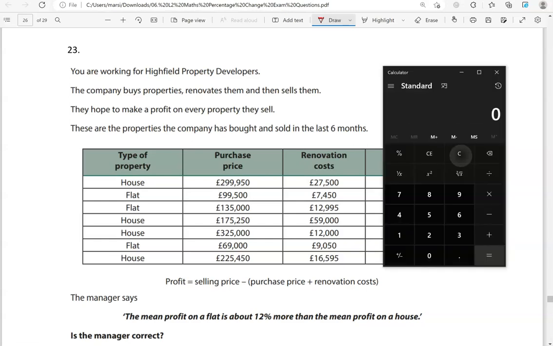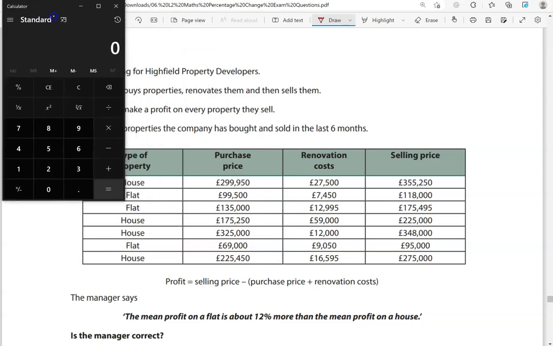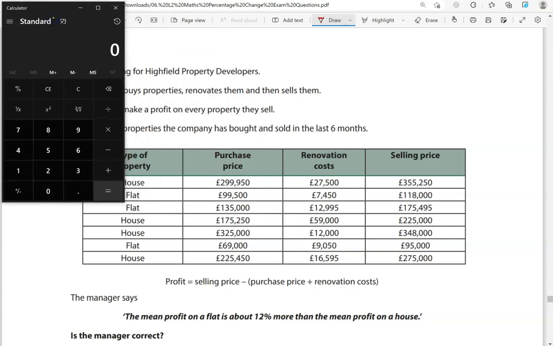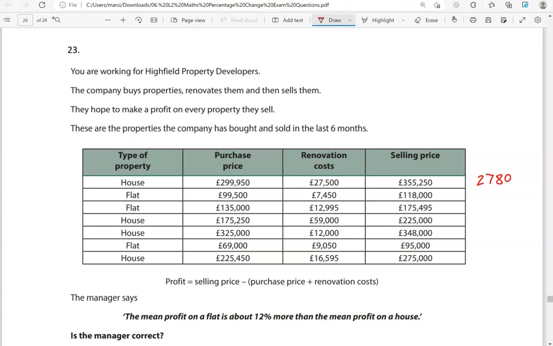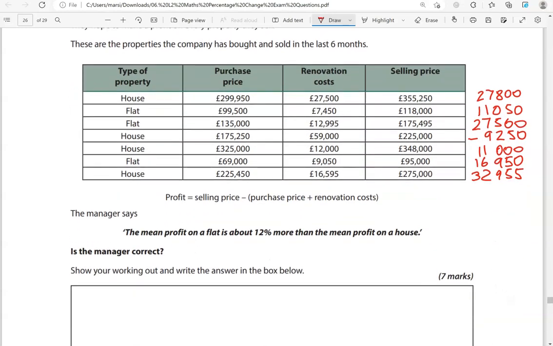So we can use a calculator for that. So looking at the first one, selling price was £355,250. We need to take away from that the renovation cost and the purchase price, so 299,950, and then take away the 27,500. That leaves us with 27,800. The profit. So I've worked out the profit for all the properties one by one, repeating the process.